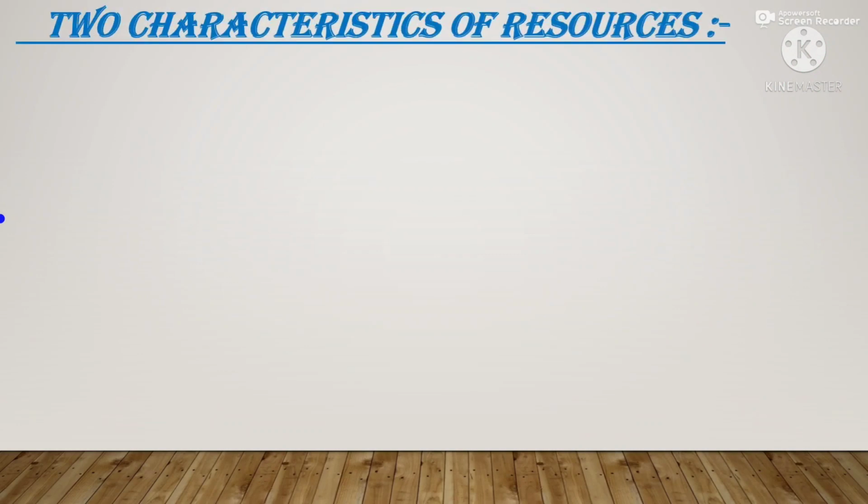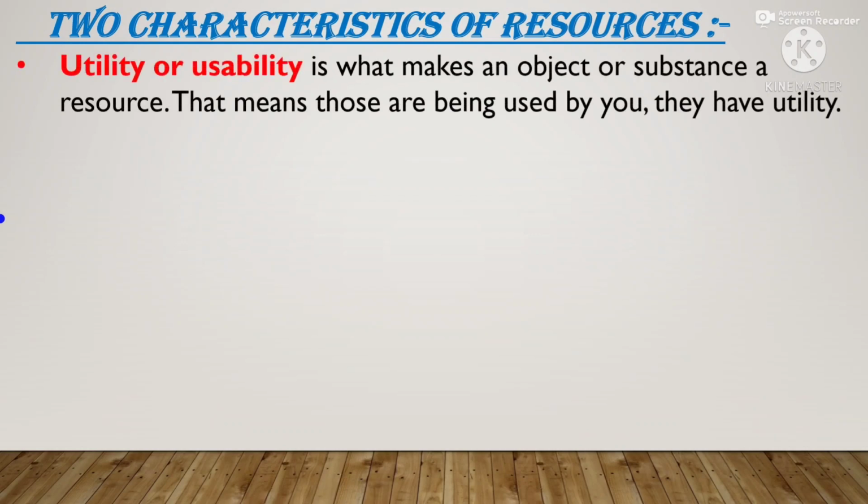So what are the two characteristics of resources? There are two important characteristics. The first one is utility or usability. What does it mean? Utility or usability is what makes an object or substance a resource. That means it is being used by you. A substance has utility, which means it can be used for some purpose. All resources have utility or usability, that means all resources can be used for a purpose. They can satisfy our need.